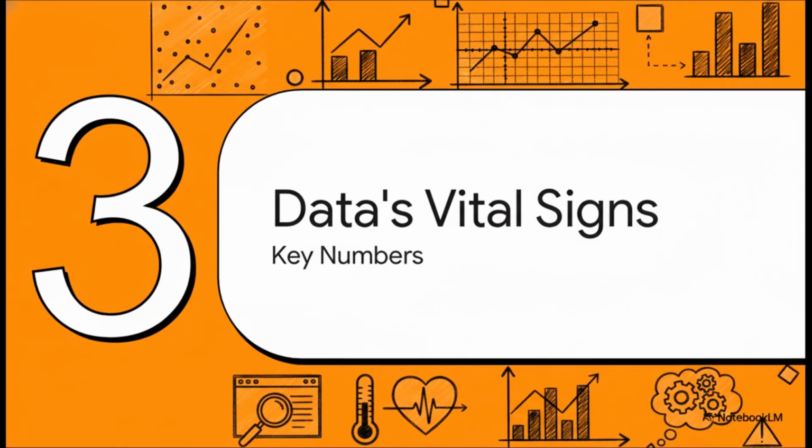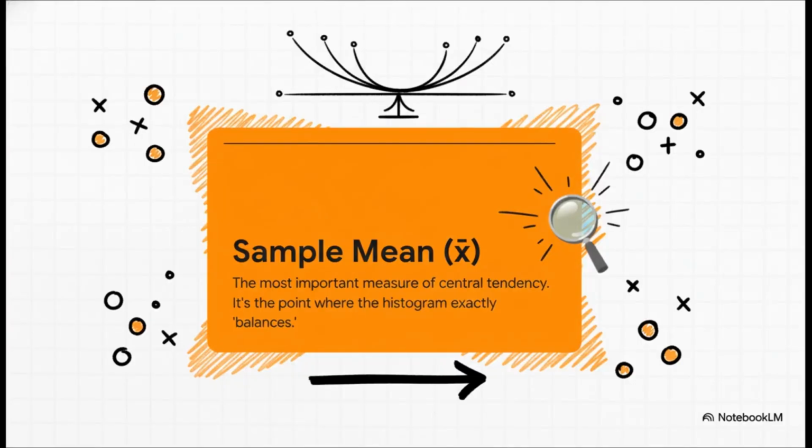Pictures are fantastic for getting that gut feeling, but sometimes we need to be more precise. We need to boil things down to a few essential numbers. It's like taking the data's vital signs. So let's move on and see how this builds on what we can see. First up is the one we all know and love, the mean, or the average.